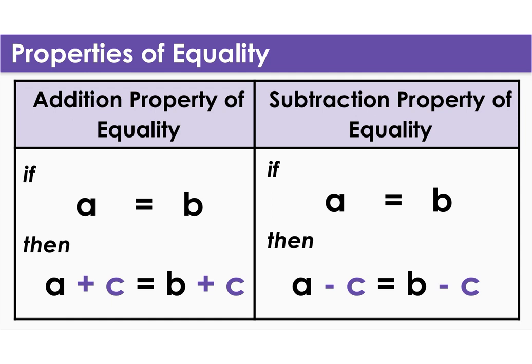Properties of equality. So, the addition property of equality: if A equals B, then A plus C equals B plus C. What that's saying is, if A and B are equal and you add the same thing to both sides, then they continue to be equal. Subtraction property of equality: if A equals B, then if I subtract C from both sides, they continue to be equal. A minus C equals B minus C.